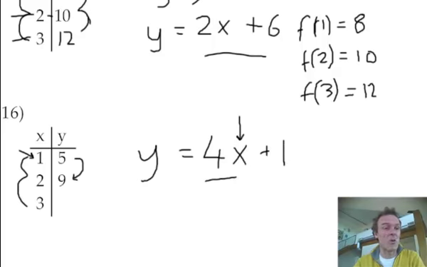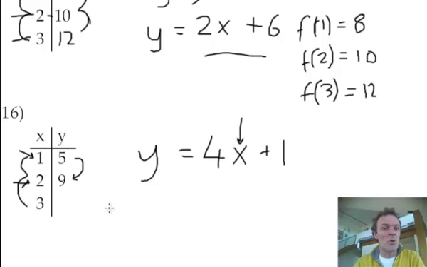Right, so is that the equation? Let me erase some of this. We just don't know. Okay, let's just try it. Let's try it for 2. When x is 2, when I put 2 in here, 4 times 2 is 8, plus 1 is 9. Yes, it seems to be working.